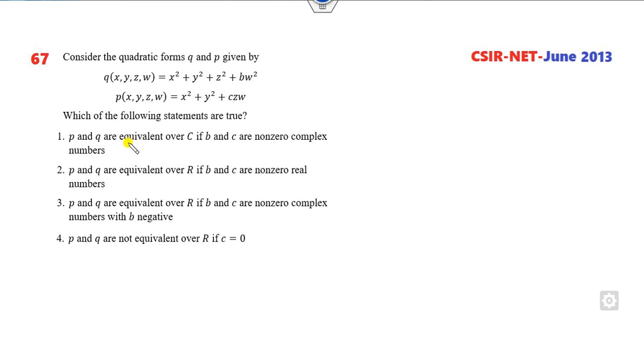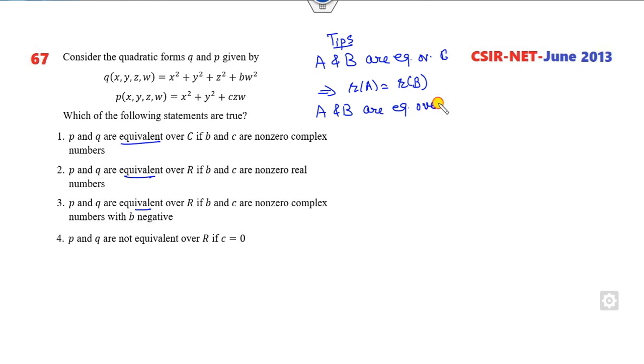Okay, which of the following is equivalent? Remember, A and B are equivalent over the complex numbers when rank of A is rank of B. A and B are equivalent over the real line whenever rank of A and rank of B are the same, and signature of A is signature of B. How do you find the signature? Number of positive eigenvalues minus number of negative eigenvalues.